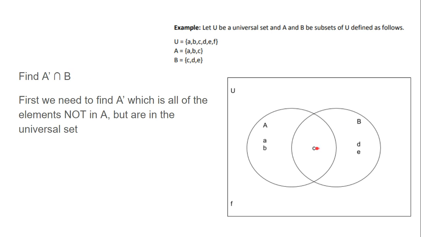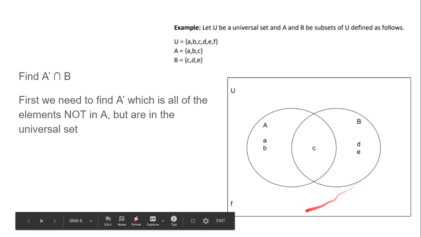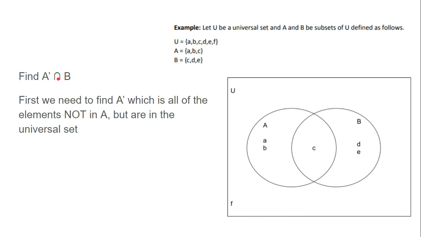And B itself is C, D, and E. So I want to know what is not in A. So that's D, E, and F. That is also in B, that shares with B, which is D and E. So that's why my answer here is D and E. And you can see it way more easily now that we organized it in a Venn diagram.